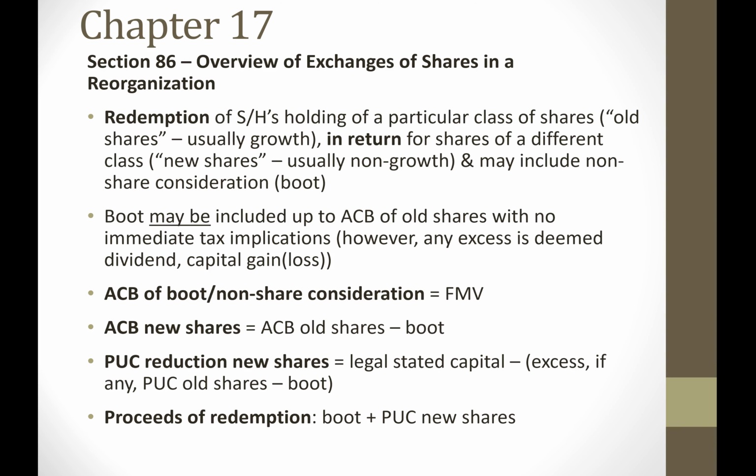Now, there's also going to be a redemption. If you think about this, the shareholder is going to give up their old shares, and so in a sense, the corporation is going to redeem those shares from the shareholder. The proceeds of redemption will equal the boot that the shareholder receives plus the PUC of the new shares. There's also going to be a disposition, and that's going to equal the boot plus the ACB of the new shares. That's going to be used to determine whether there's going to be a capital gain or capital loss. So that's sort of the more detailed steps of a Section 86.